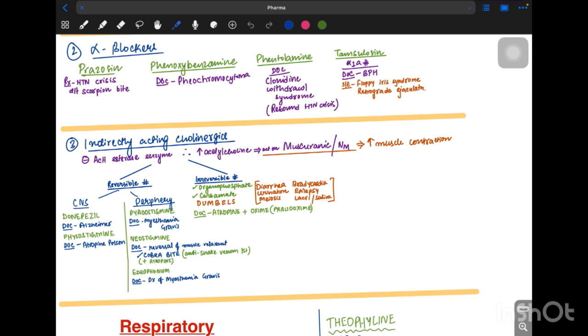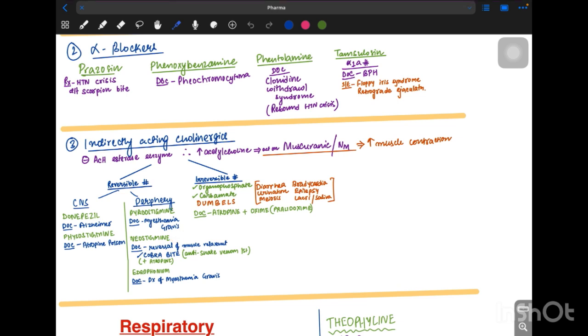Now, the drugs which act on the periphery. The first one is pyridostigmine. Pyridostigmine is the drug of choice for myasthenia gravis. Then comes neostigmine. Neostigmine is used as a reversal for skeletal muscle relaxant. So, after any surgery, to withdraw the effect of skeletal muscle relaxant, we can give neostigmine.